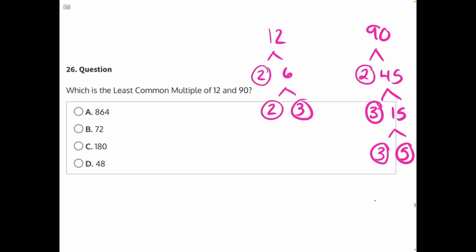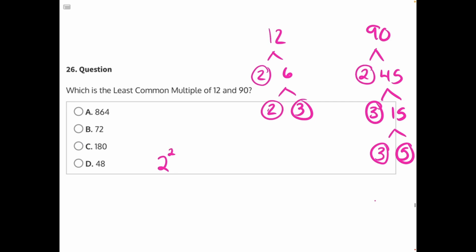Now, to take this information and find the least common multiple, what we need to do is tally up the number of times each number appears. So in our 12 tree, we've got 2 occurring twice and 3 occurring once. In our 90 tree, we've got 2 occurring once, 3 occurring twice, and 5 occurring once. So the greatest amount of times 2 appears is twice. So we're going to raise 2 to the power of 2.